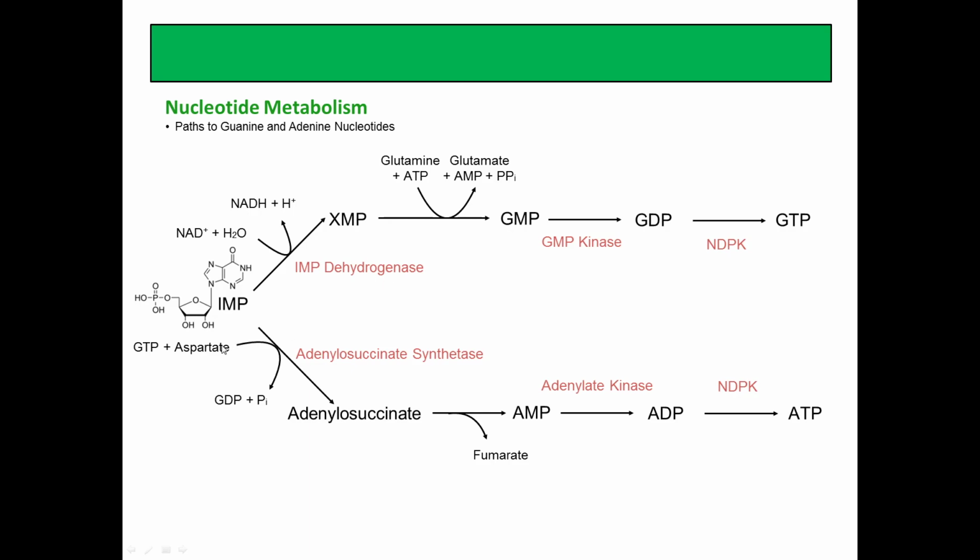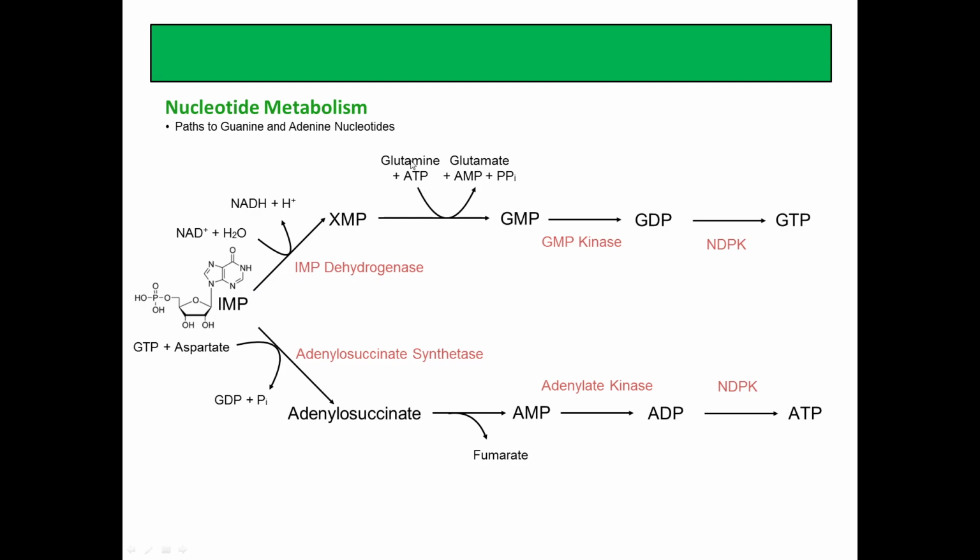And then I need to add an amino group. The donor this time, not aspartate, is glutamine. We've seen glutamine donate nitrogens before. So glutamine donates the nitrogen and becomes glutamate. How does it get it to put it on right here? Well, we first put on a pyrophosphate. That should look familiar.